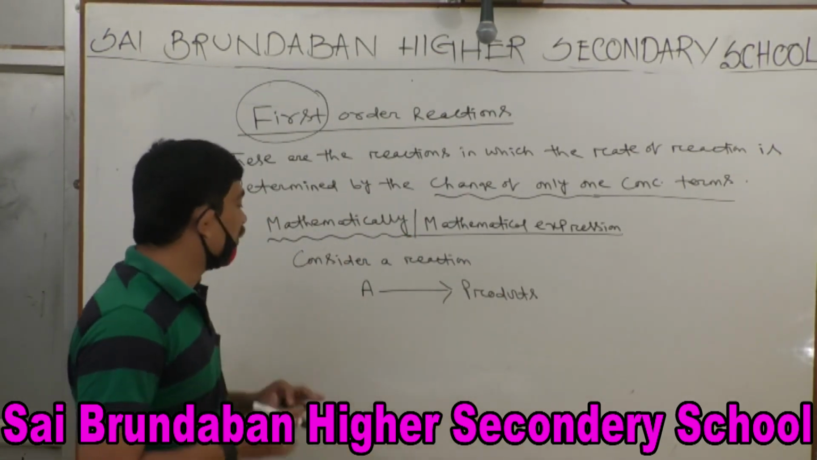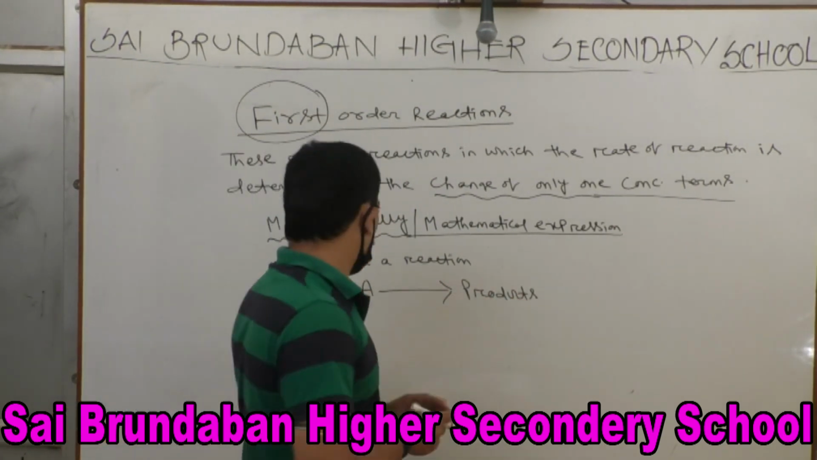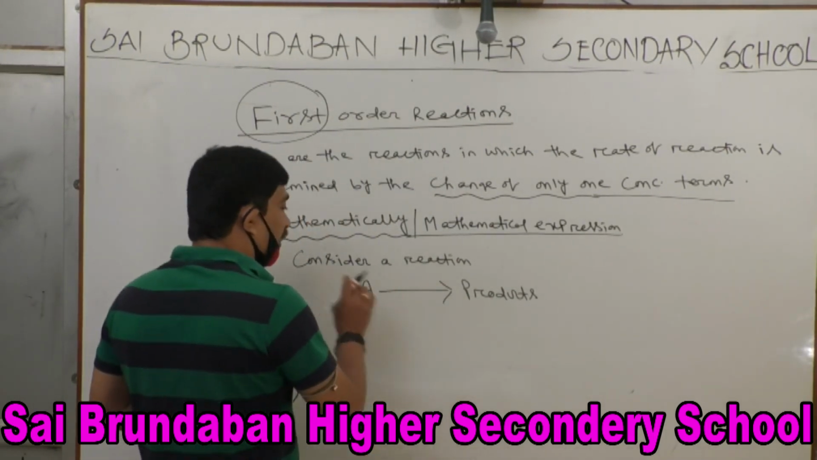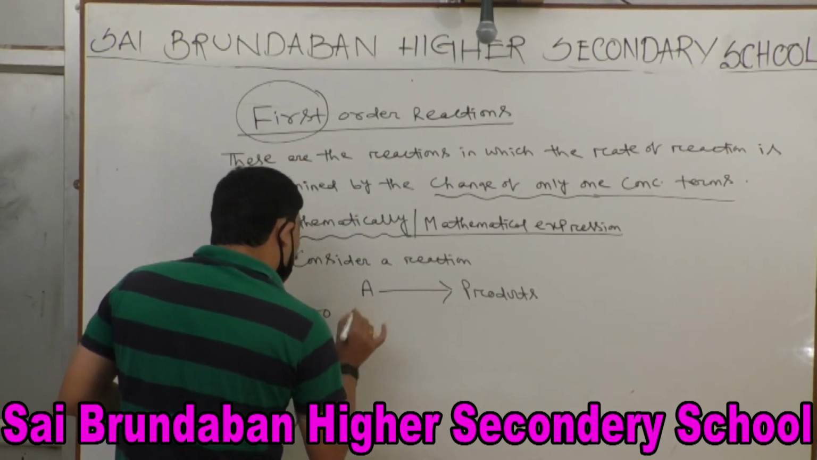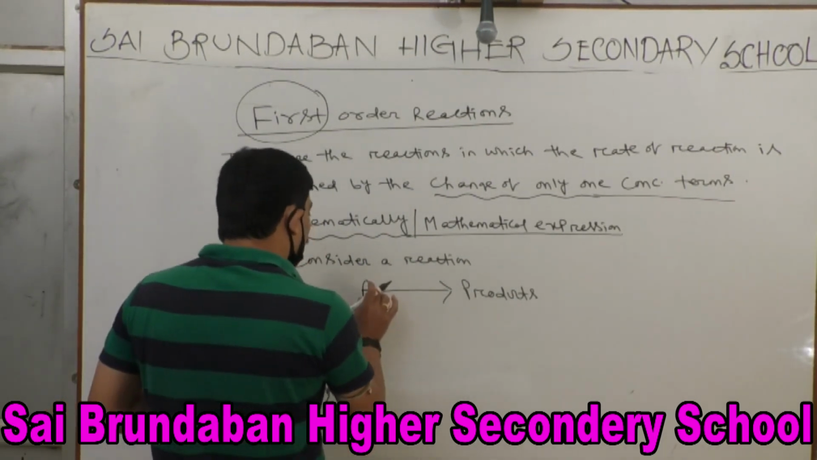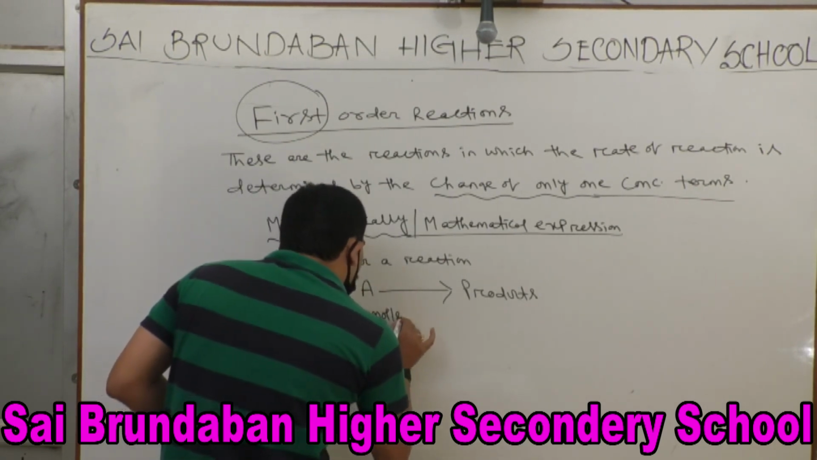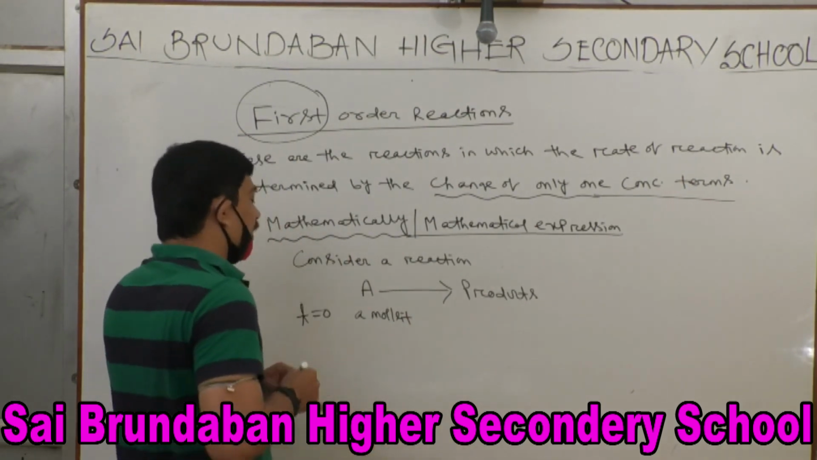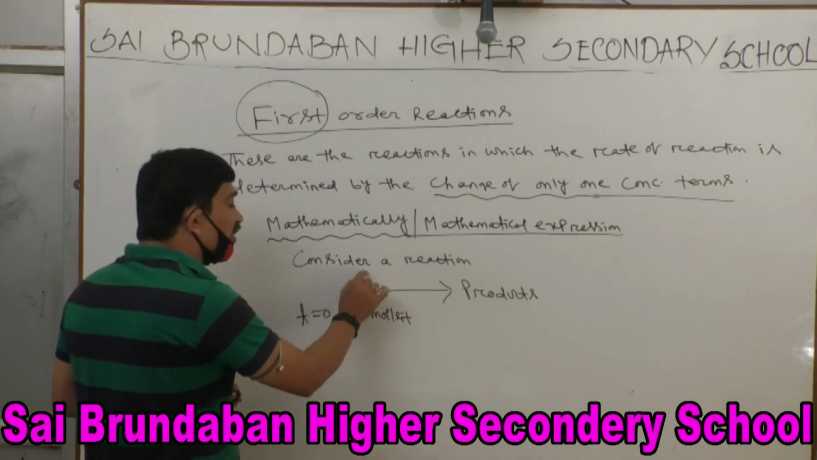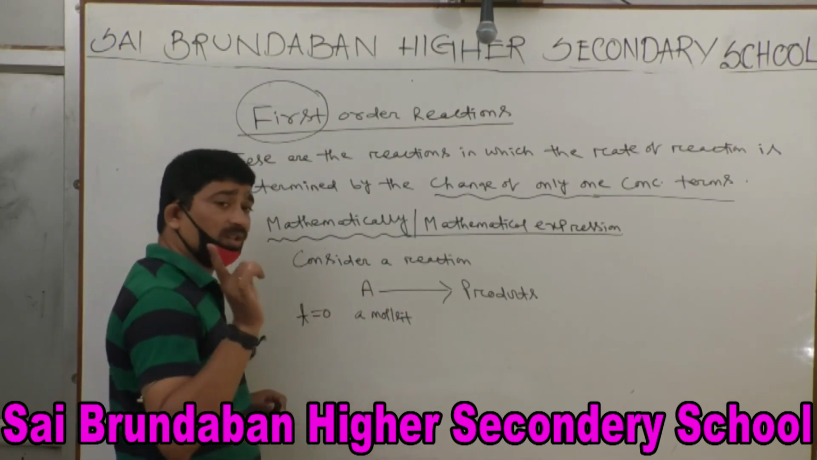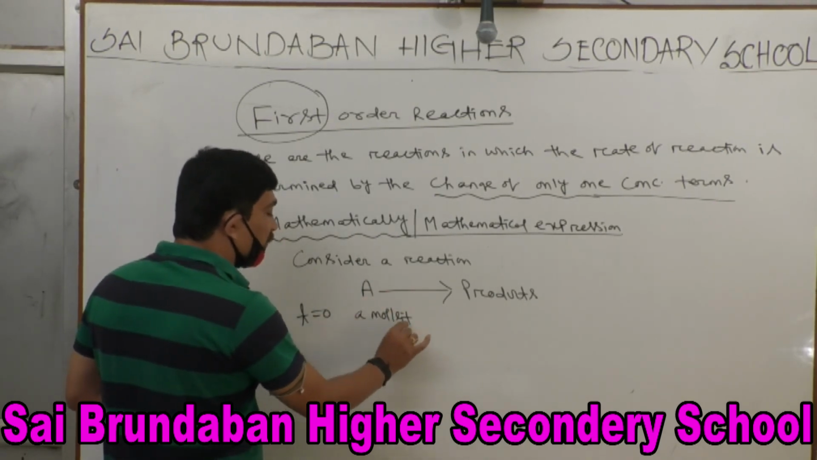Let us consider a reaction. We have to consider one reaction. A is the reactant that gives rise to product. When time t equal to 0, let us assume that the concentration of reactant A is small a moles per liter. So when time t equal to 0, that is initially, the concentration of reactant A is small a moles per liter.